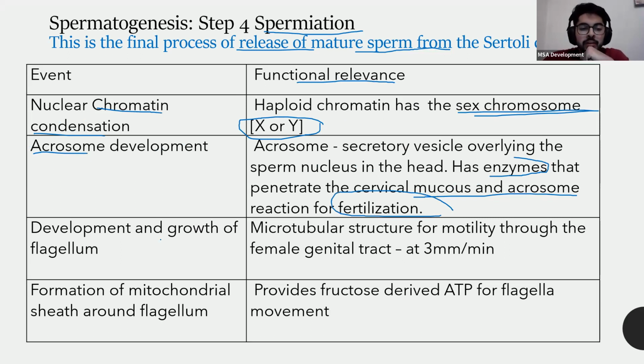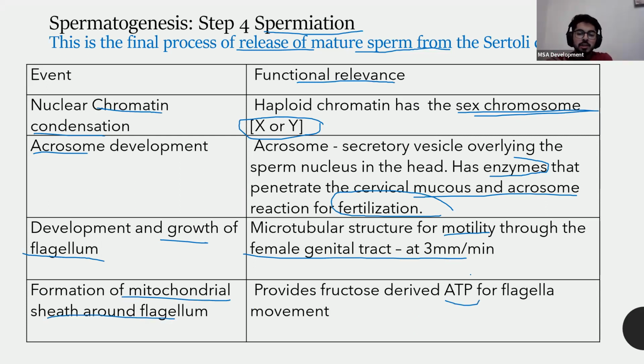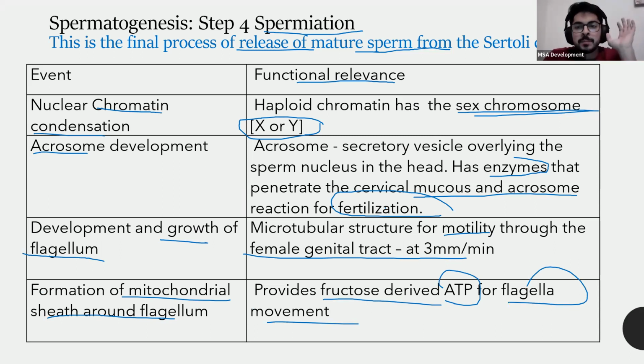We have the development and the growth of the flagellum, whose main function is motility through the female genital tract. And we have the formation of the mitochondrial sheath around the flagellum. And this mitochondria is going to provide the ATP, fructose-derived ATP, for the flagella to move. Okay. Now we're done with spermatogenesis.